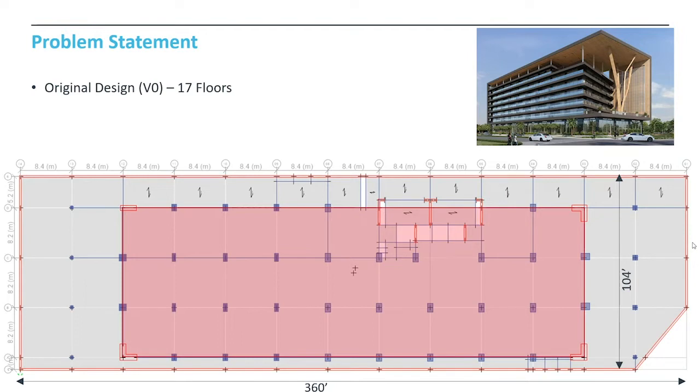Sometime around 1 year back, early January last year, there was a revision in rules in the Pune municipality area, and the benefit was received by this particular building, and they were able to add three additional floors on top of the building. So let's call this version V1.